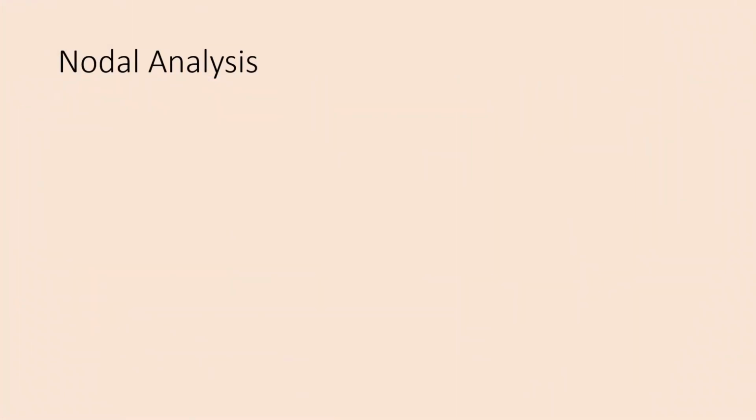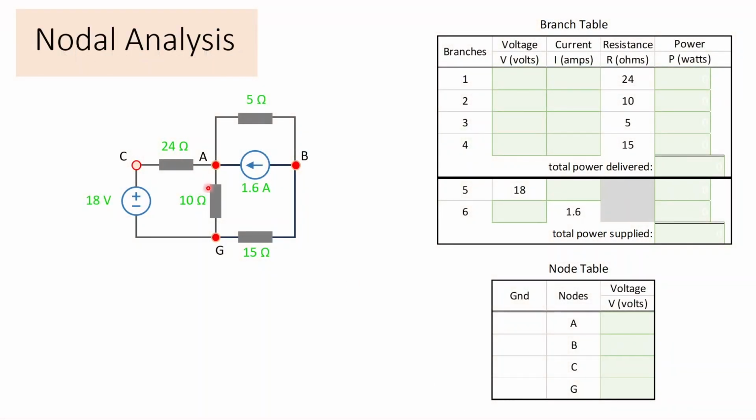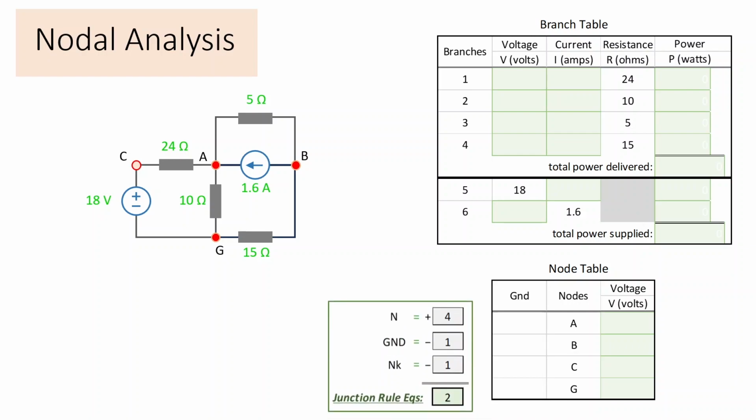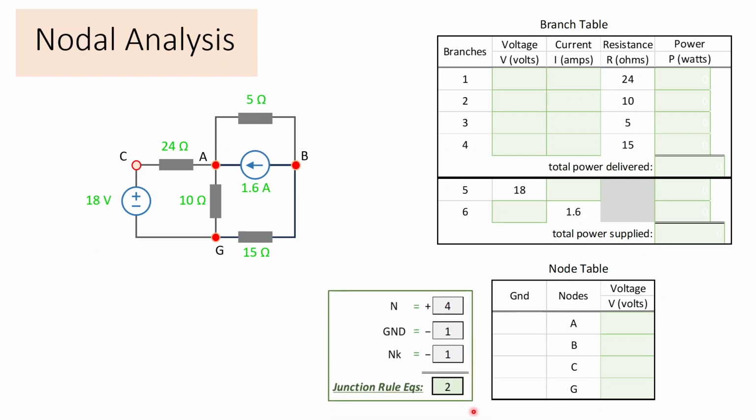Next, nodal analysis. Again, our circuit, our solution tables. And we remind ourselves from the analysis worksheet that we actually only need 2 equations of the junction rule variety. Let's look at the procedure.